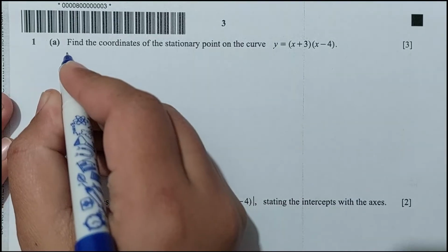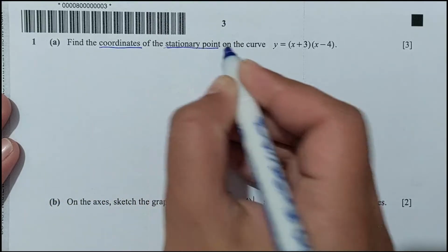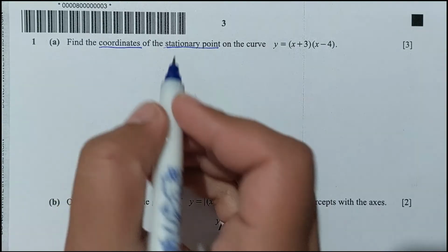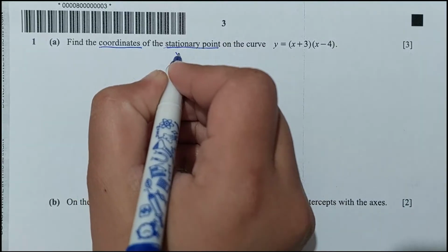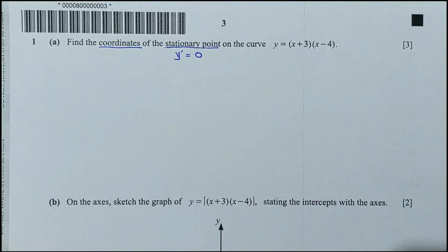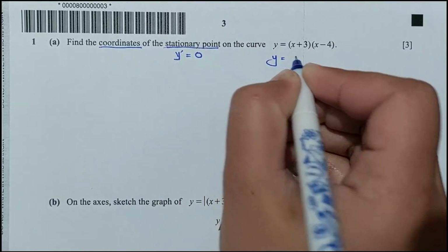Question number 1, Part A: find the coordinates of the stationary point on the curve y equals this. For stationary points, basically we have to find y prime, put it equal to 0, and solve for the x and y coordinates. So first let me solve for y. What is y over here?